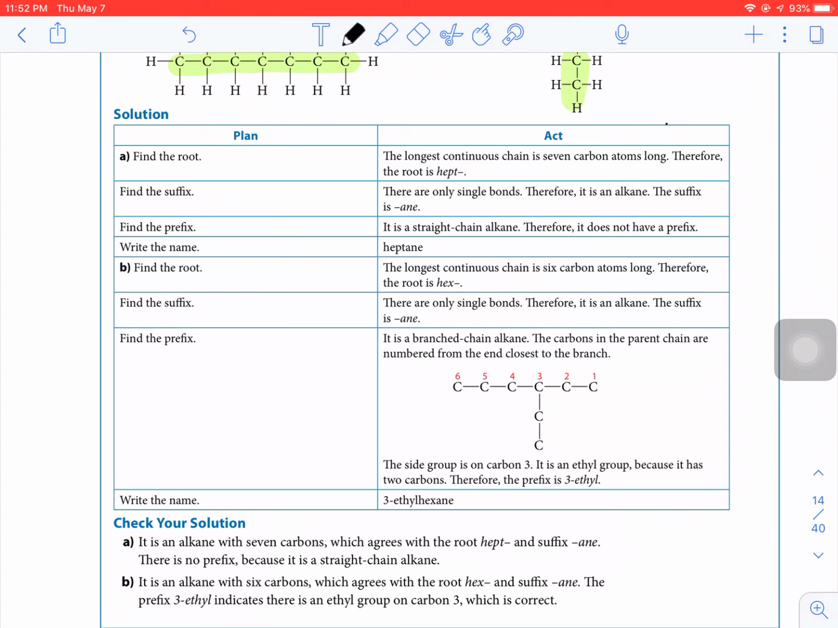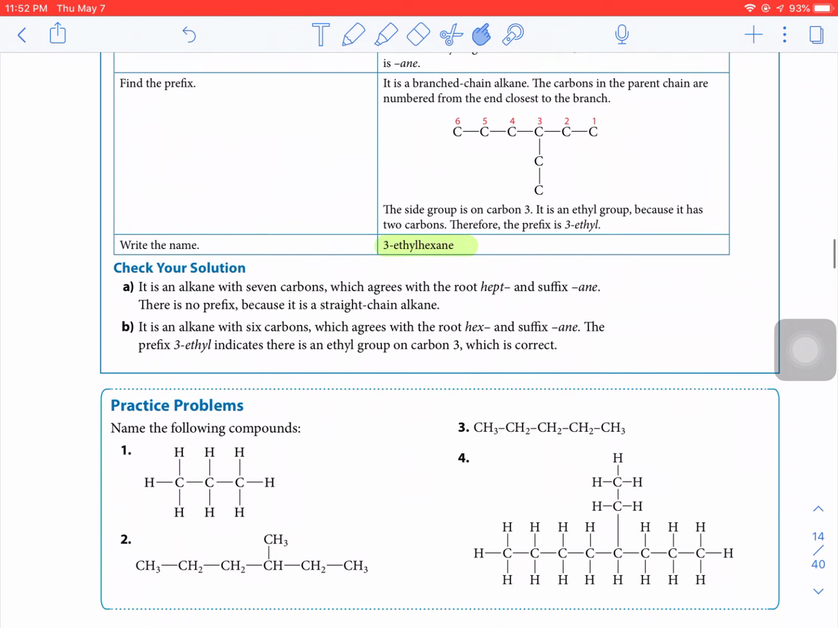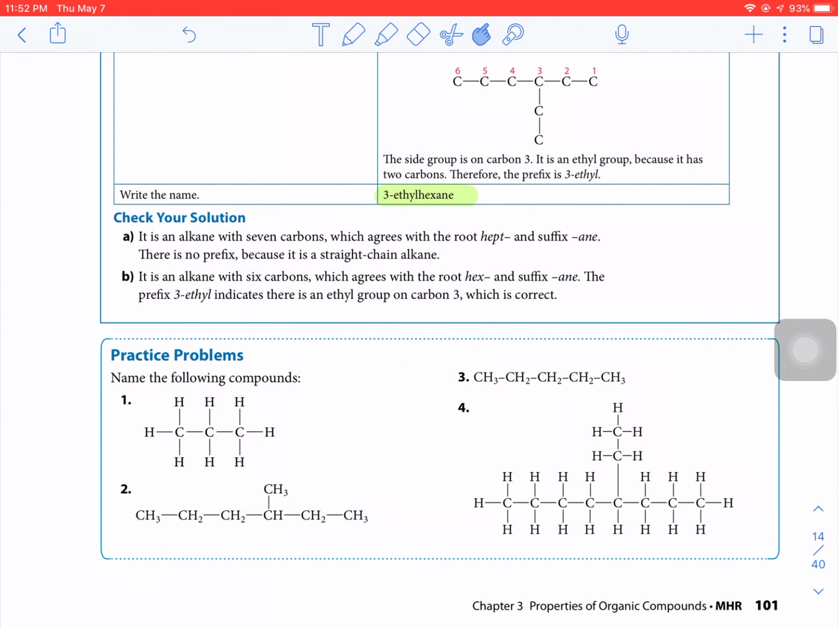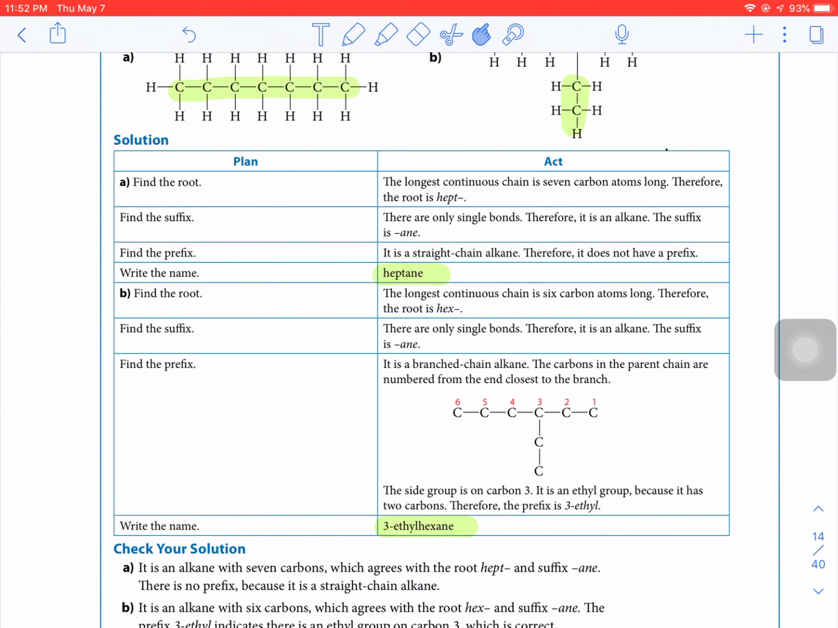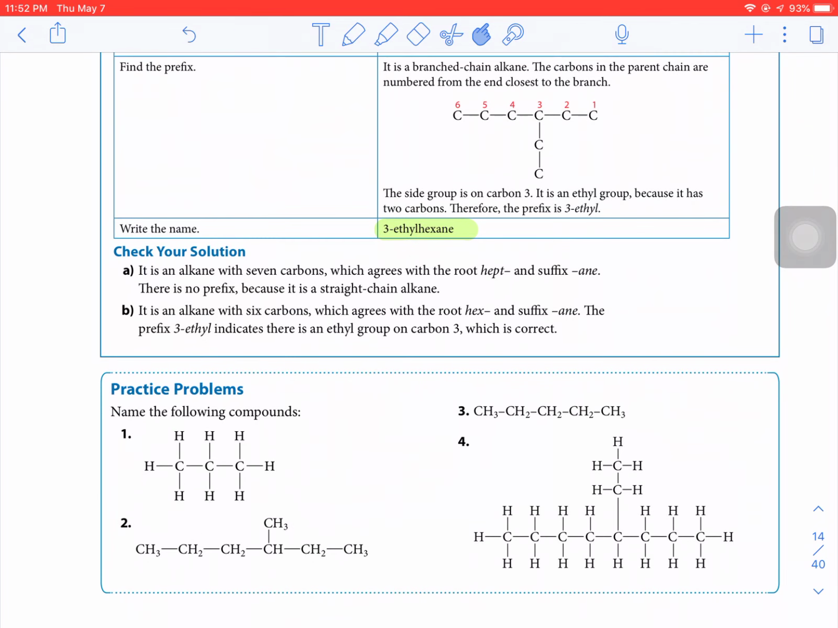Okay, so the first one is just straight heptane, and the second one is 3-ethylhexane. Now, you can go through in the textbook and they give you an explanation of how they name all these molecules. So if you get stuck and you start thinking, I don't get this, you go back to the book and work yourself through the steps the way they do the solution here. It's a little more detailed than what I'm doing, but I think you may just find that you get enough of the detail from me.